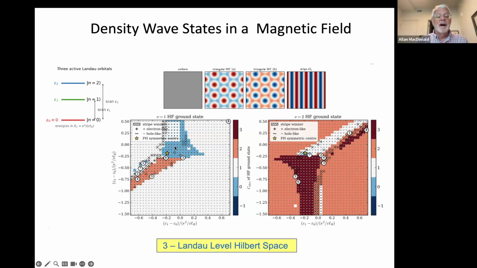So most of the phase diagram here is a nu equal 1 state where the Hall conductivity in e squared over h units equals the filling factor.